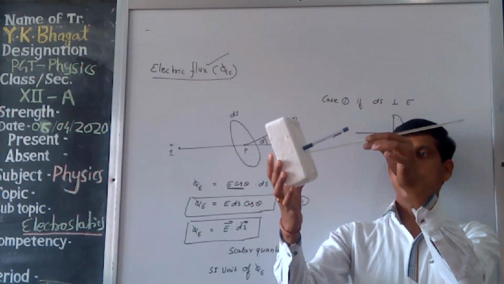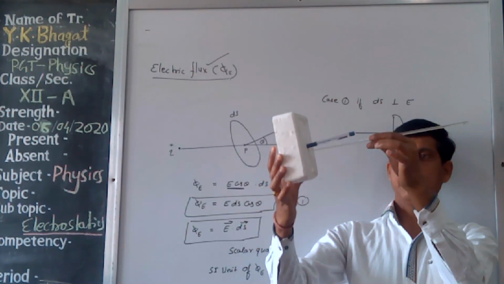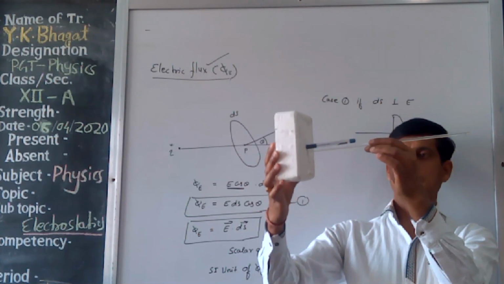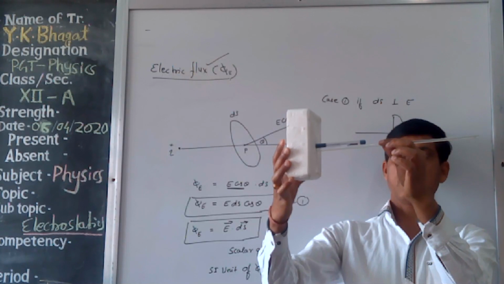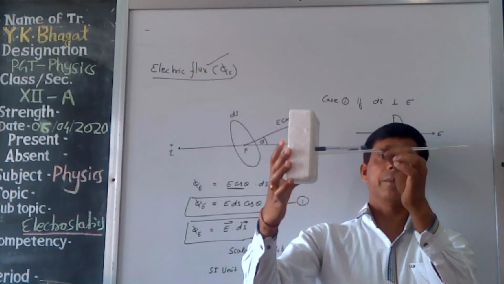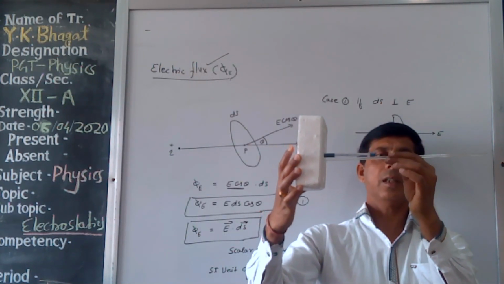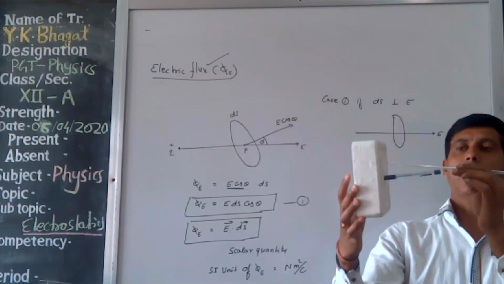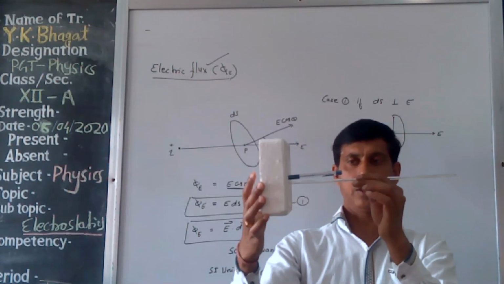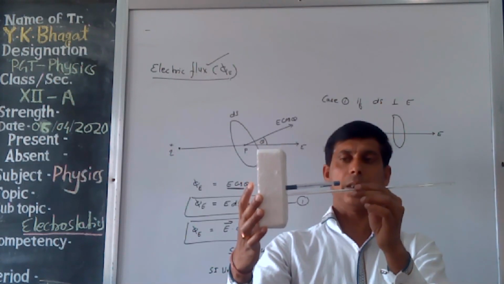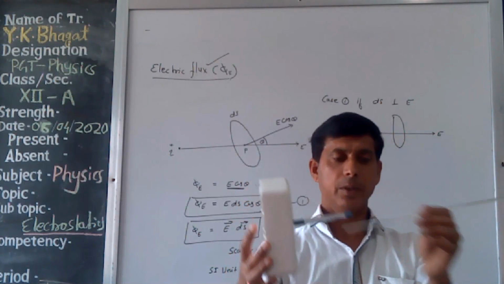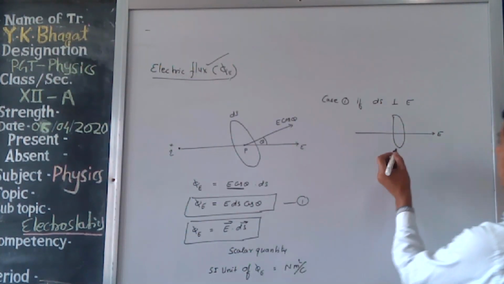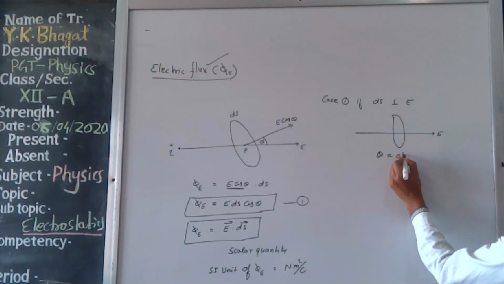In this way, when it exactly becomes perpendicular, then the direction of pen and rod will be the same, meaning the angle will be 0. That means when the area is placed perpendicular to intensity, then theta will be 0. Then what happens when theta is 0? Theta will be 0 degree.